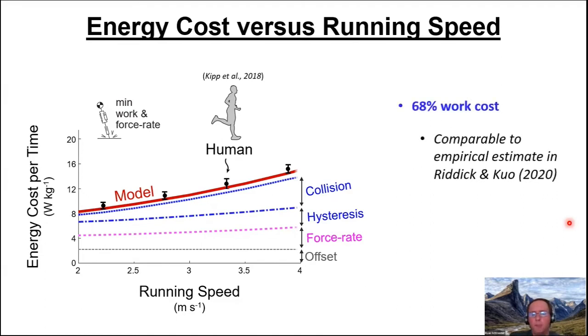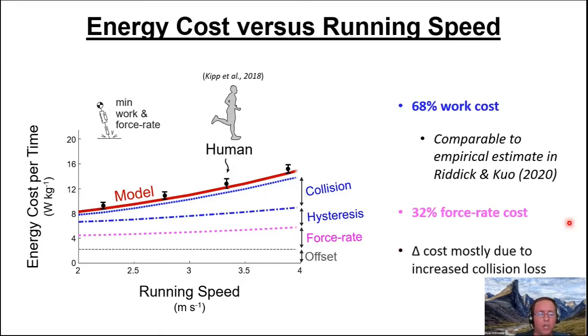Okay, so at a speed of 3 meters per second, about 68% of the cost is coming from a work cost. This is fairly comparable to empirical estimates from Riddick and Kuo, which essentially estimated about 3/4 of the cost of running coming from performing work to overcome dissipation. That means that 32% of the leftover is from a force rate cost.